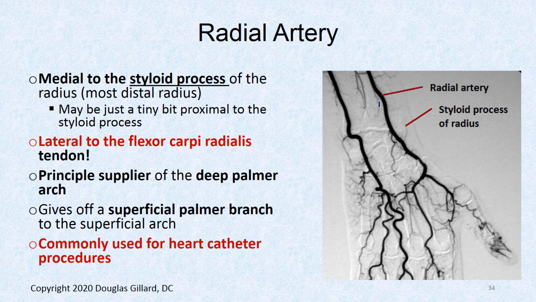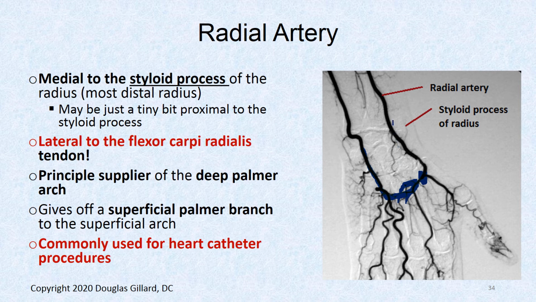But notice if you get a blood clot, if they use this to draw blood or to put a catheter in to thread it all the way up to your heart, and it gets stuck here, it's not going to kill your hand, because your ulnar artery also supplies a superficial and a deep palmar arch. So your muscles might be a little upset, especially your thumb, but you're not going to destroy your whole hand.